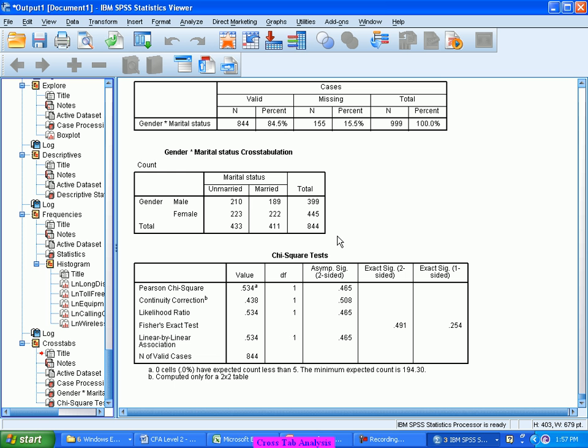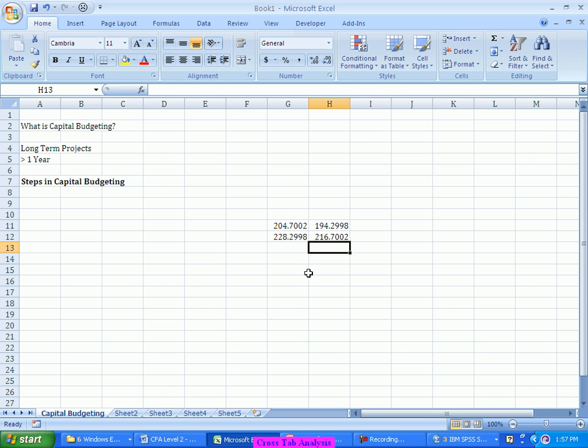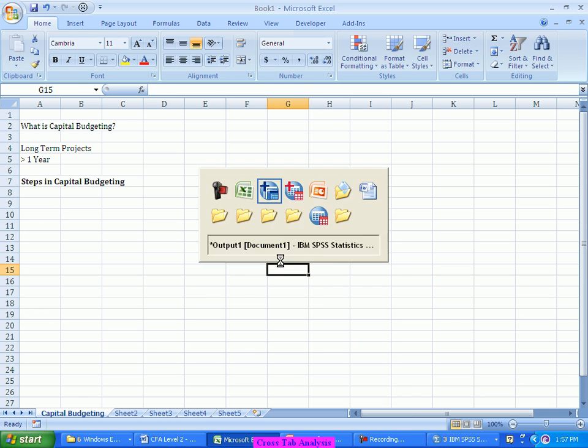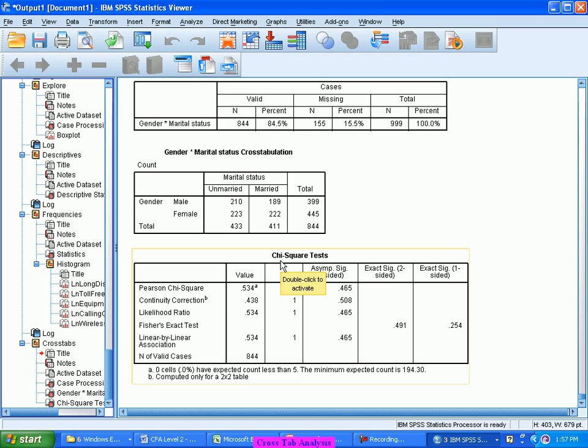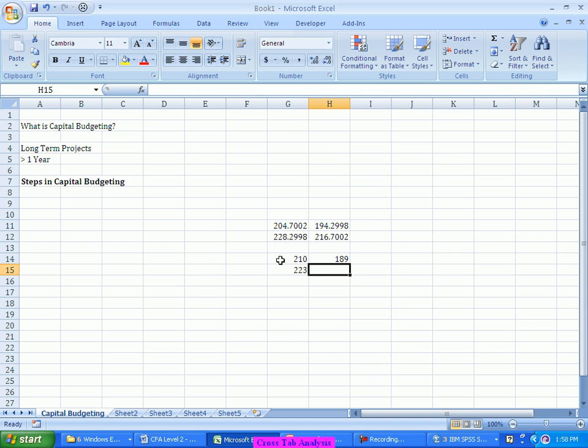Around 216, whereas the number is 222. So what is happening is, these are the actual numbers: 210, 189, 223, 222. They are different, they are deviating from the expected numbers. These should be the expected numbers if the distribution has to be perfectly uniform.